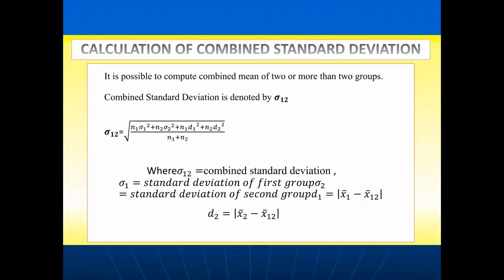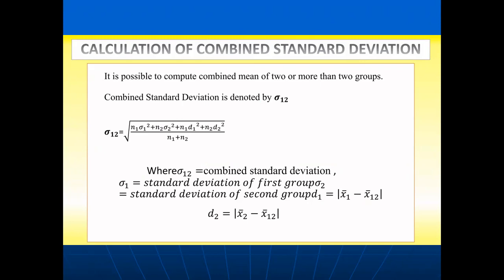Now, in the case of combined standard deviation, the standard deviation for a particular data set can be calculated easily. But if you have two groups of data, or three groups of data, then we may have to combine the standard deviations of the individual groups into one group standard deviation. Now, how do you calculate combined standard deviation?